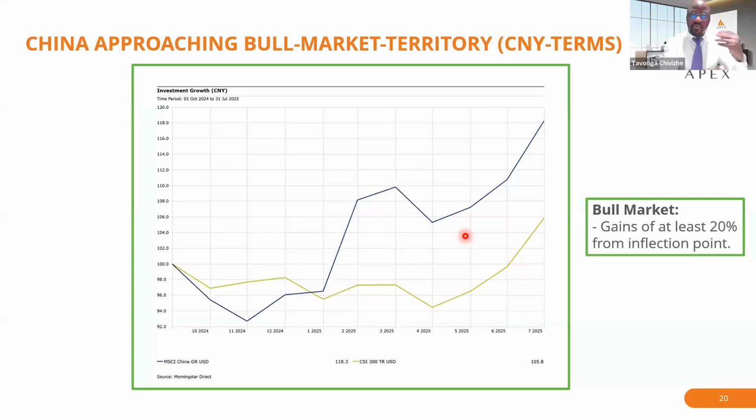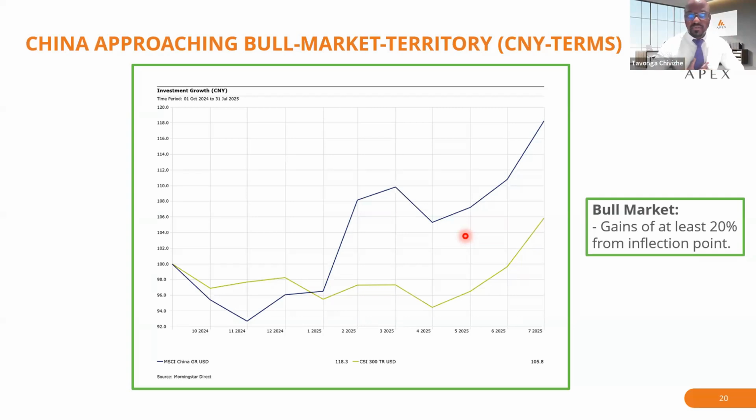And you will remember when we met you last, I think in April, was it? If not, it was probably in February, when we said we're anticipating a correction, and if it happens, we're going to buy in super fast. What we are starting to see is a term we've never bothered to describe in our global investment strategies, which is the bull market. The bull market is a gain of at least 20% from an inflection point.